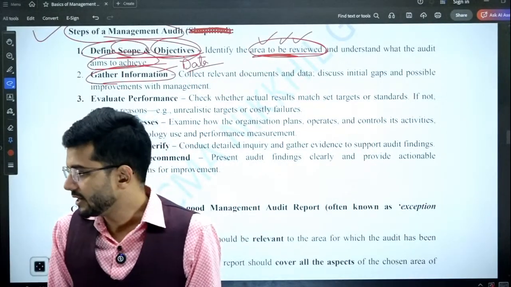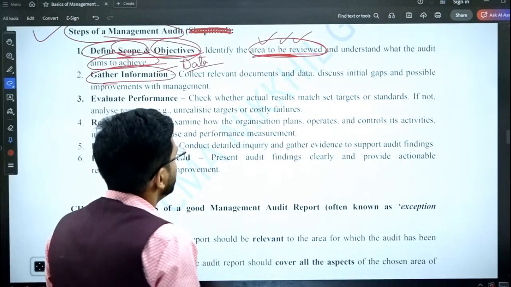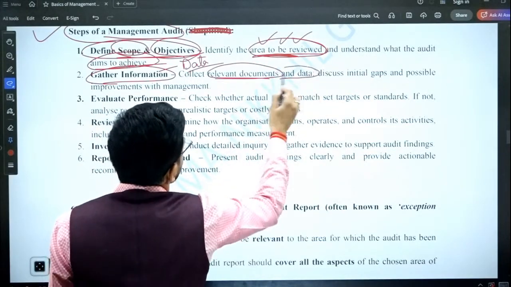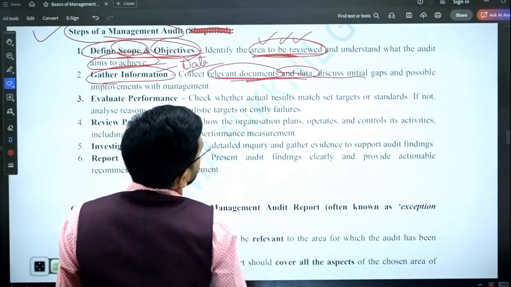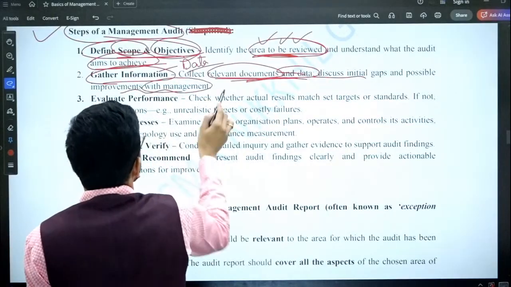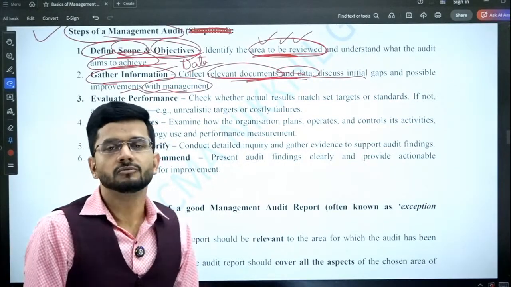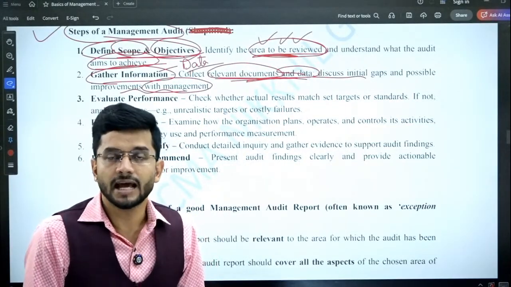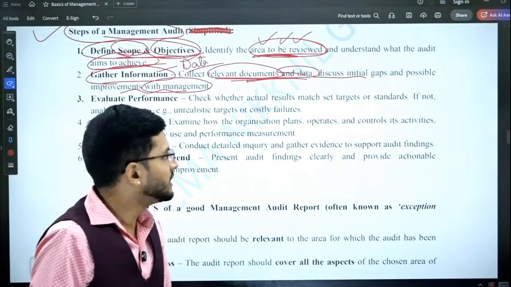Then you start gathering information, you start gathering relevant data which will be useful for you. Whatever data is required to conduct management audit, you need to have that. So relevant documents and relevant data need to be culled out. Discuss initial gaps and possible improvements with the management. Whatever improvements management can make, whatever gaps are there, those need to be analyzed.